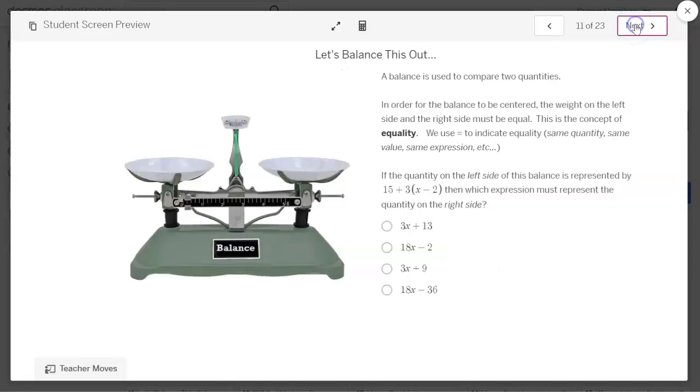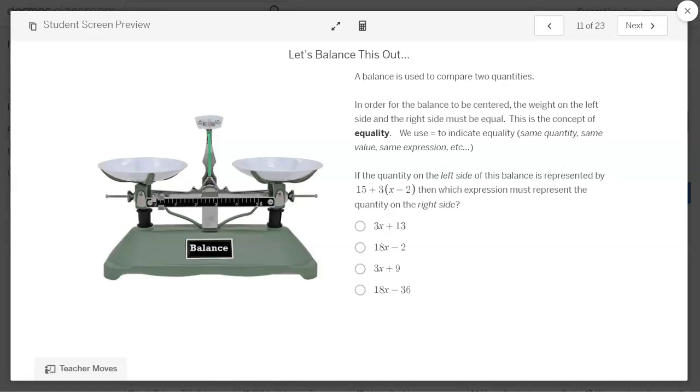It's too much. All right, now we're getting into the new stuff. So here we have a balance and the concept of equality. So you may talk about that. We use that a lot in sociology, in our social studies classes. We talk about equality. What does that mean?